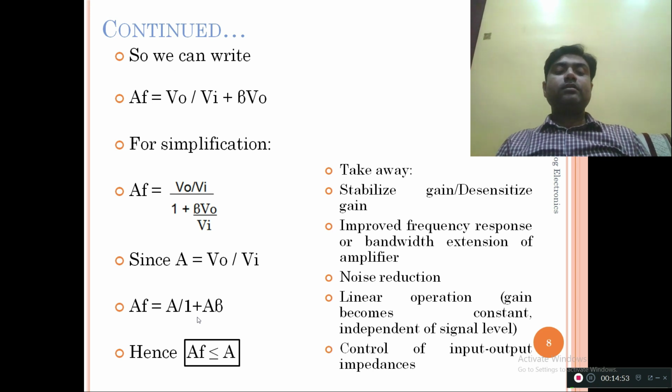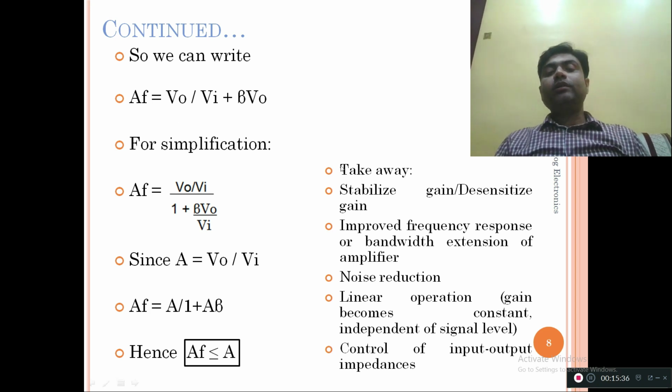What this particular equation suggests is that AF can be either less than A or equal to A, but it can never be greater than A. How? If beta becomes 0, if there is no feedback available, then the open loop gain, or the gain without feedback, becomes equal to the gain with feedback. And if there is any factor beta, then this value becomes higher, so the gain with feedback becomes less than the gain without feedback.